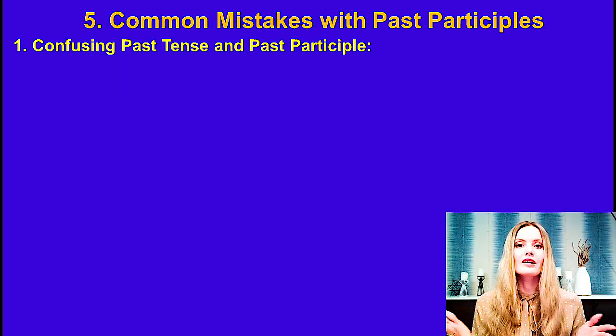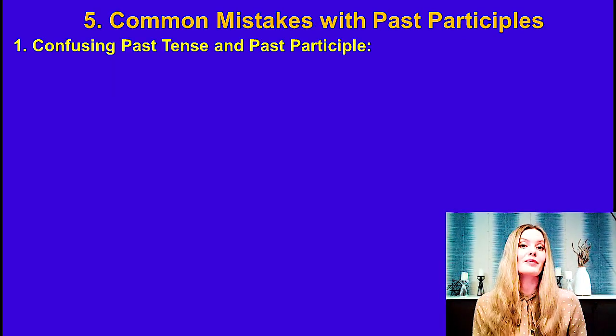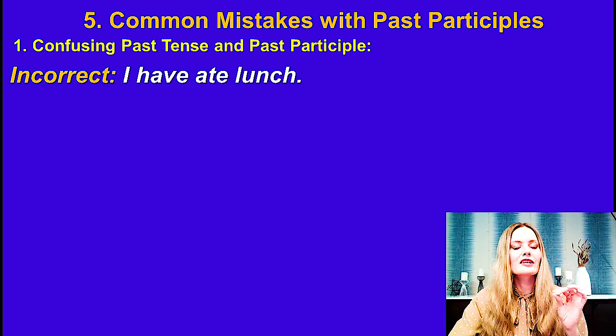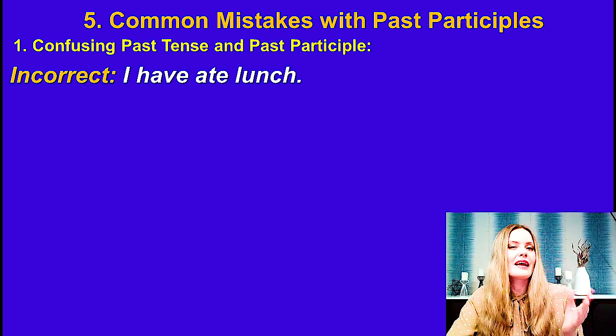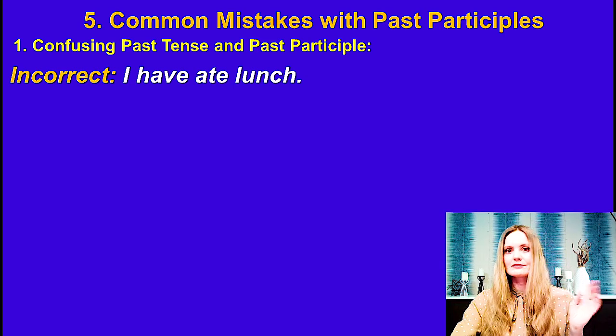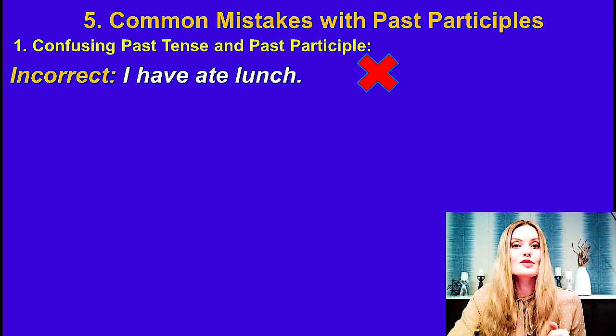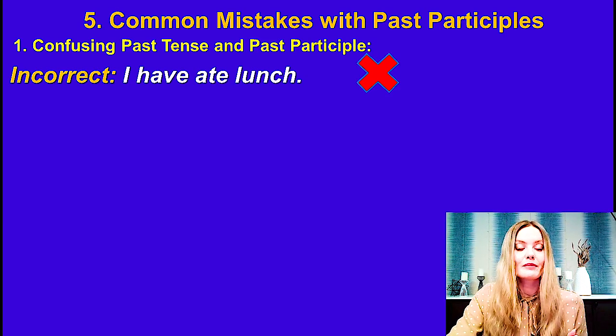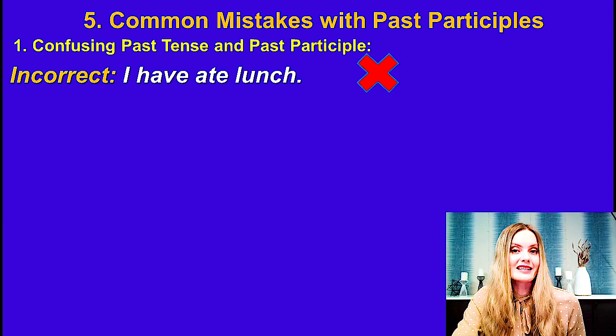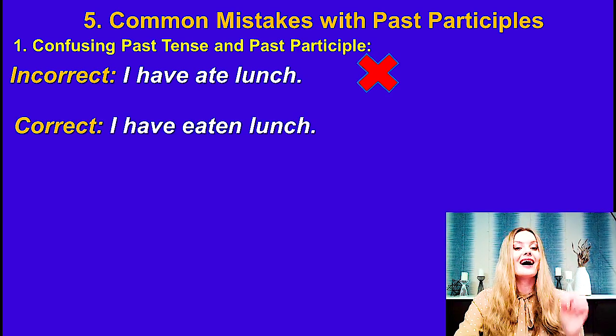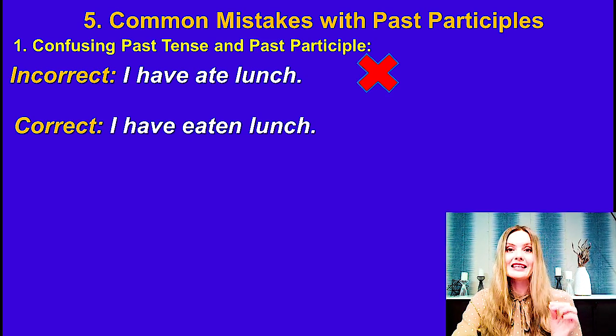Next, we are going to talk about common mistakes with past participles. First, confusing past tense and past participle. So let's read the incorrect sentence. I have ate lunch. Is it correct? No, it's wrong. In this sentence, we need to form the present perfect and use the past participle. But our verb is used in past tense, ate. What would be the correct sentence? Of course, I have eaten lunch. Here we use the past participle, eaten.